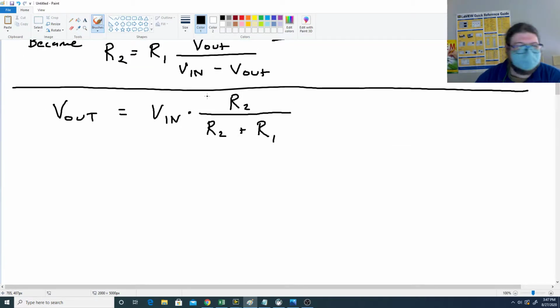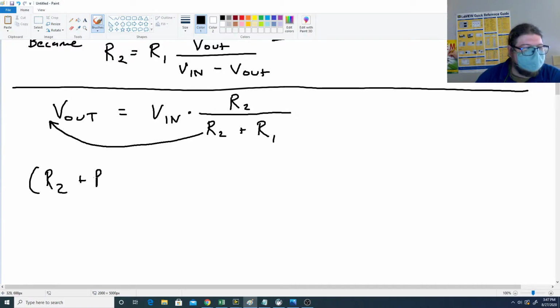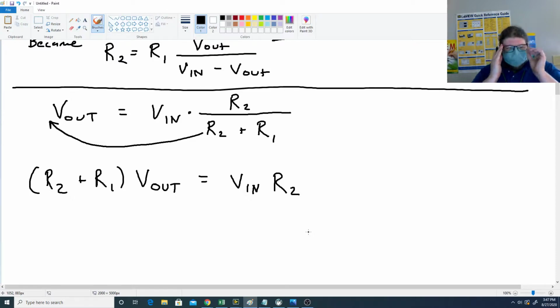So first thing we're going to do is take the denominator here and multiply the denominator across the equals. So we end up with R2 plus R1 times V out equals V in times R2. So we just multiplied the denominator on out, scoot it on over.